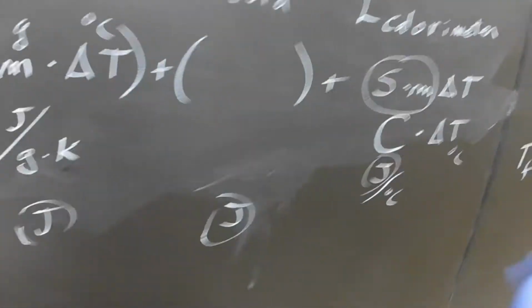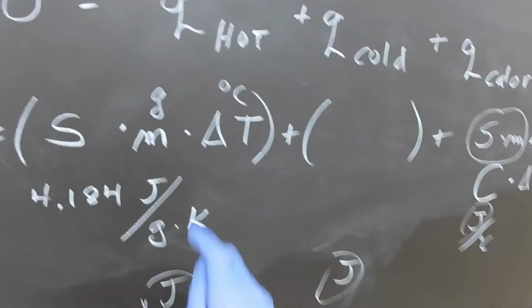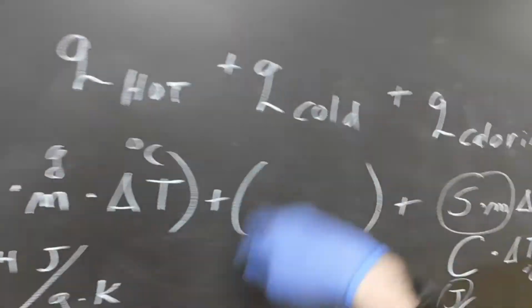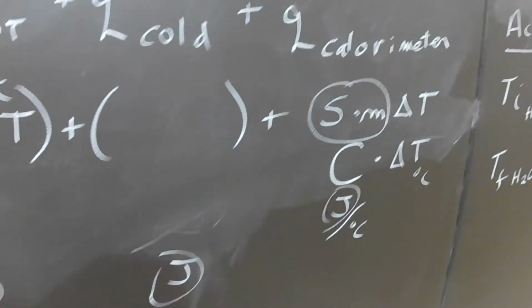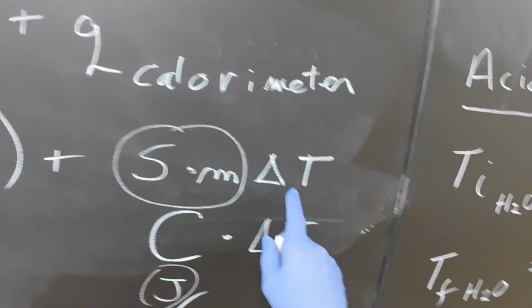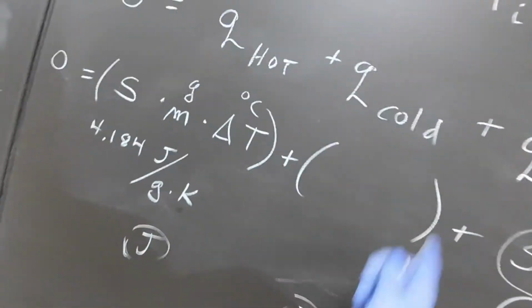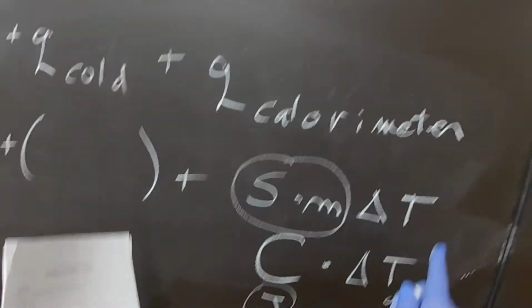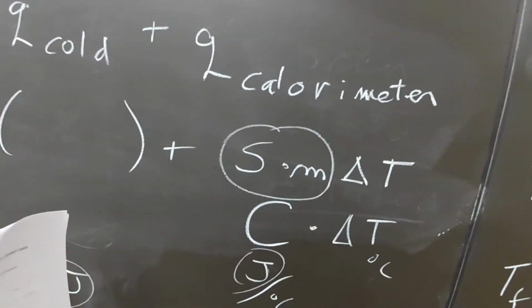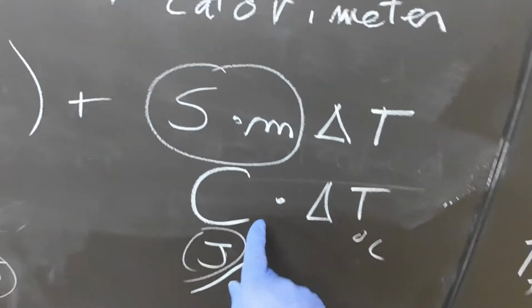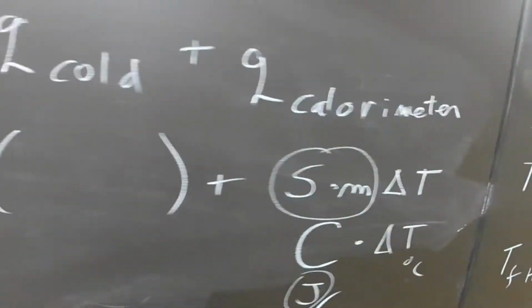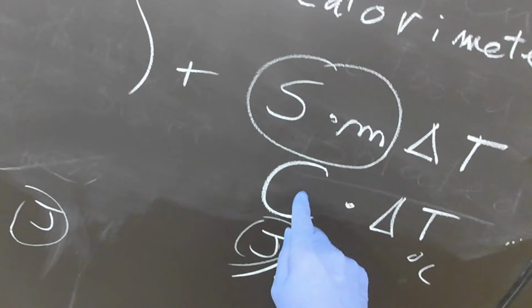And all of these have to add up to 0. So we know the mass, we know the change in temperature, we know the specific heat for the hot water and the cold water, and we know the change in temperature for the calorimeter because it's the same as the cold water. We put the cold water in there first, so its initial temperature is the same, its final temperature is the same. And that will give us a delta T here equal to the one here, and then all we have to do is solve for C.